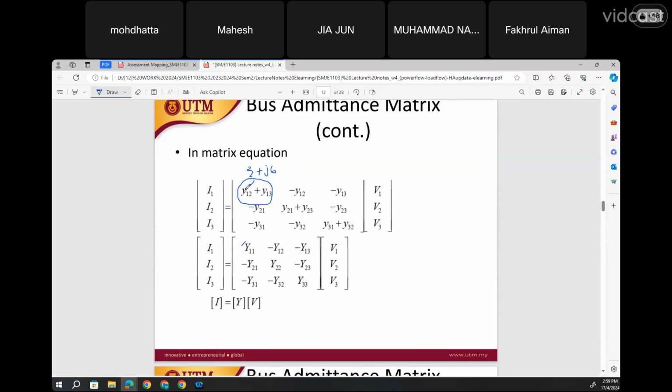So small y is different from the big Y that we have over here, because big Y11 is considered the element of column 1 and also row 1. Then row 1, column 2, row 1, column 3, row 2, column 1, row 2, column 2, and so on, up until the final row and column. Okay, are you with me?